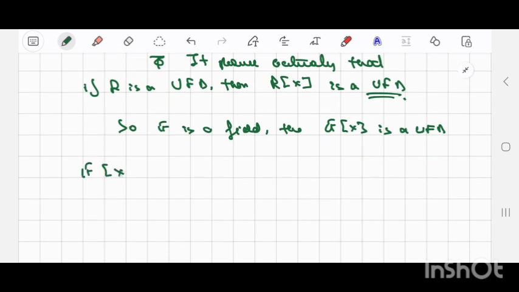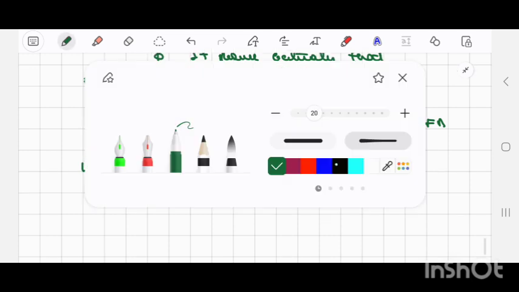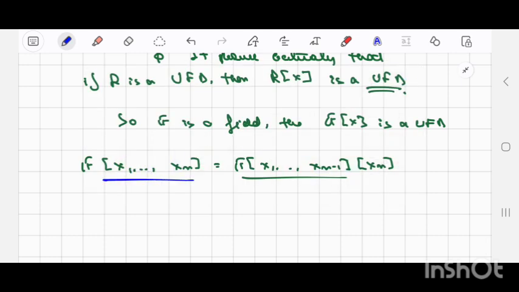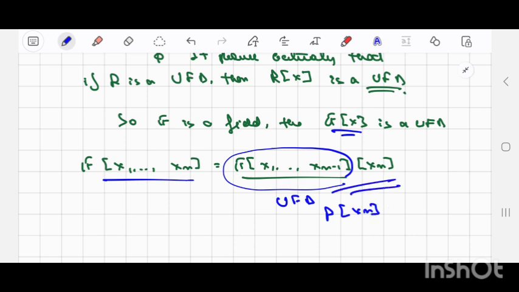It proves that F[x1, ..., xn], polynomials over a field in n variables, which you can write as F[x1, ..., x(n-1)][xn], is a UFD. You can prove this by induction. Assume by induction that F[x1, ..., x(n-1)] is a UFD. Then this becomes of the form R[x], so this is a UFD. So it proceeds by induction. Therefore, polynomials over fields in n variables form a UFD. Is it clear for everyone?